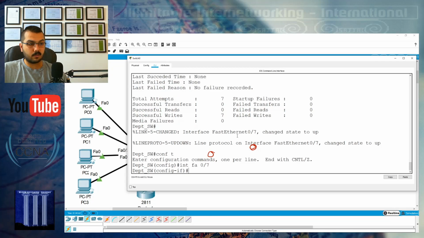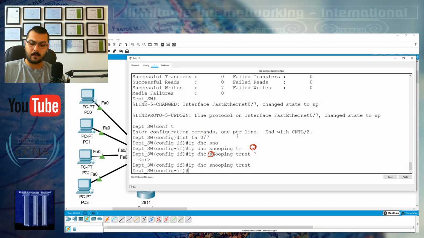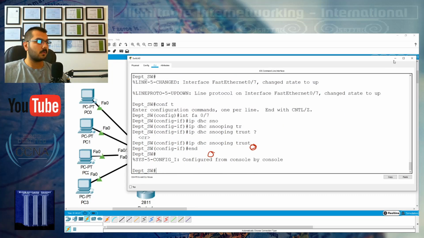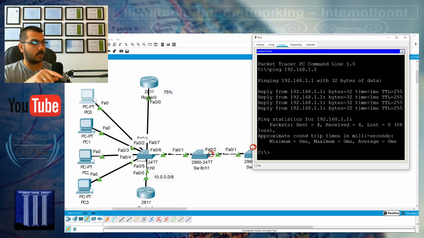Interface FastEthernet 0/7, ip dhcp snooping trust. So if the plan succeeded right now, then we have a problem with these two switches and we have to discover it further, and we should. But let's check that again.